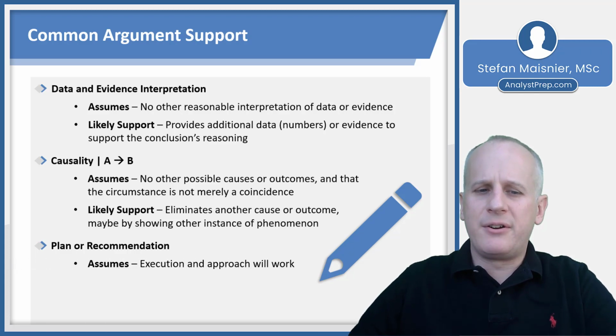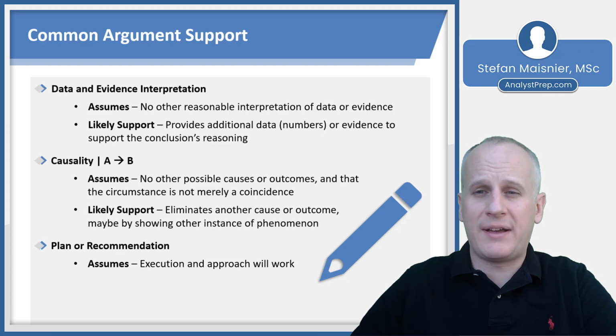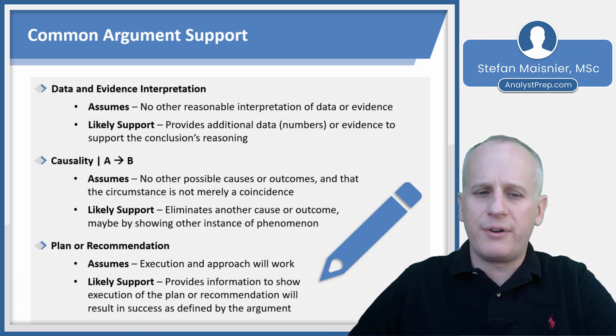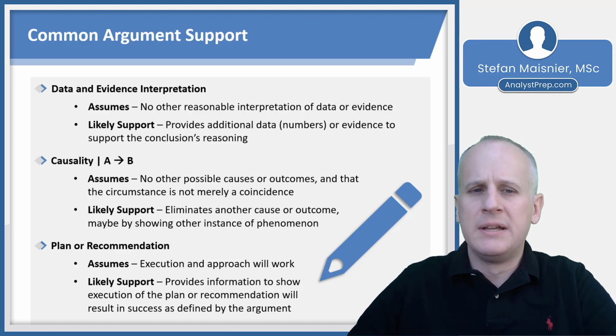Then we've got our plan or recommendation arguments. So, a plan or recommendation assumes that you're going to execute the plan, and whatever the plan is going to work according to the defined success metric. And that's hugely important. You have to always carefully note what the metric of success will be for the plan that has been presented by an argument. And your support for a plan or recommendation style argument should show that the execution of the plan or recommendation will likely result in success as has been defined by the argument. So again, you just have to show that the plan will work.